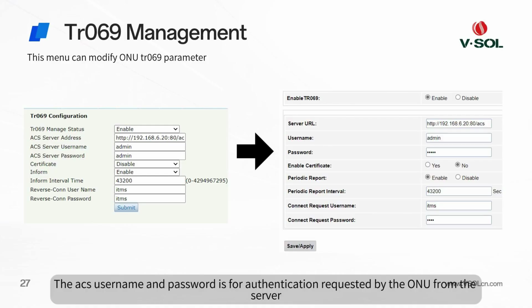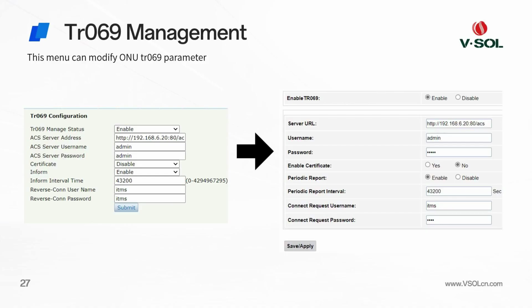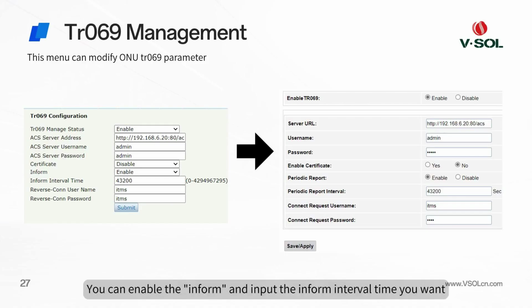Then input the reverse connection username and password. That is the authentication of the server when requesting from the ONU. If you need the ONU to send the inform request to the server at an interval, you can enable the inform and input the inform interval time you want.